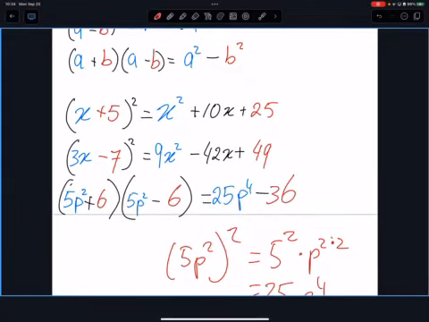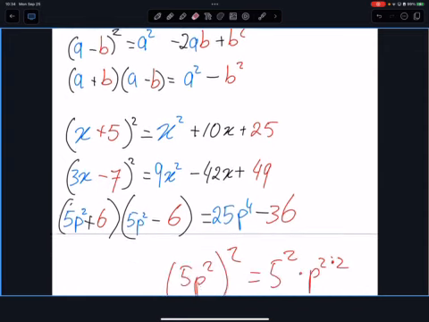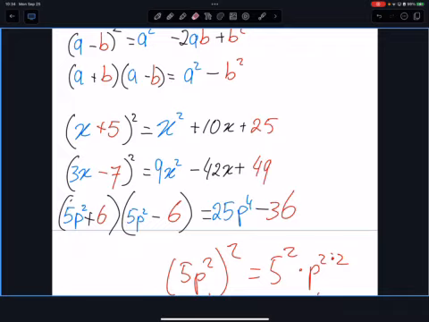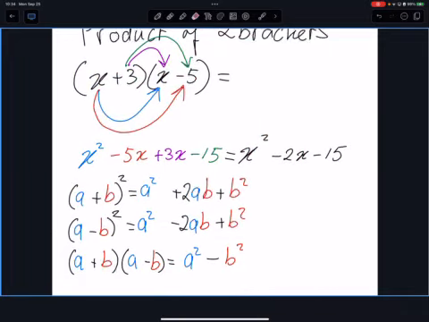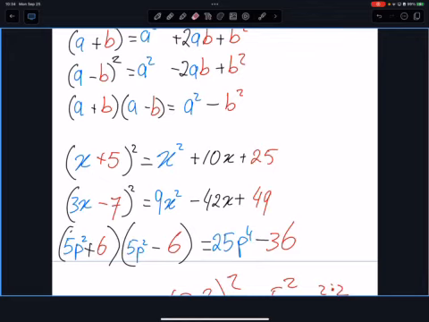So in a test when you ask a question related to this, how does it usually look like? If it's a special product, you just pop out the answer. You don't need to write, you don't need to do this. If it's a special product, it's a special product. So if you say, write the answer of x plus 5 squared, it's just this. Done. No need to multiply x with x, 5 with x. Just pop out this answer.